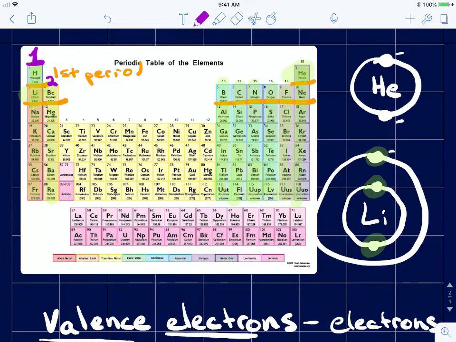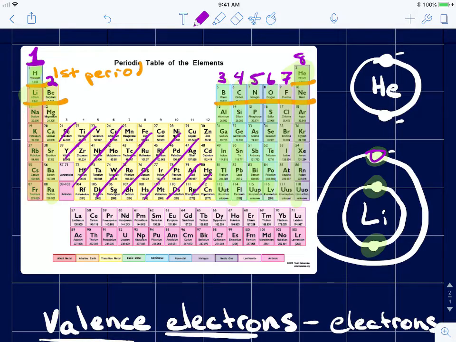Then we're going to actually skip for a second. We're going to skip our transition metals because it gets a little bit confusing, and for the sake of this video, let's keep it simple. This group over here is going to be group 3, 4, 5, 6, 7, and 8. And this is what is going to define the number of valence electrons that an atom has. So lithium, being in group 1, right here, has 1 valence electron.